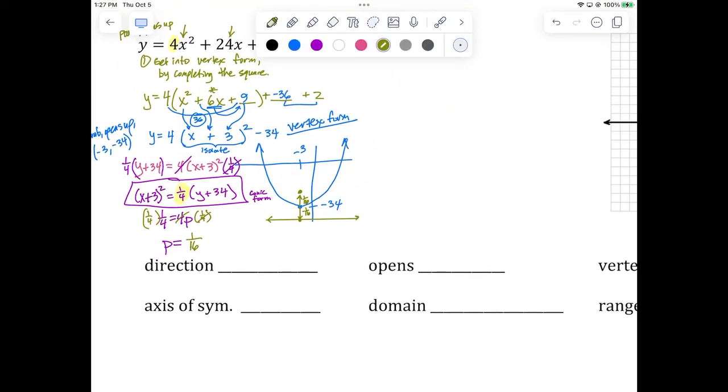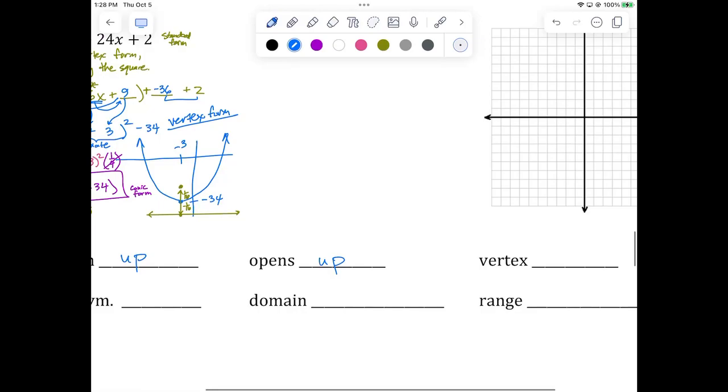I don't understand the first two, how they're different. So on the top row, it says direction. What is direction? Up, right? And the next one, opens. Up. I didn't make these notes, I'm just using them. I think those are asking the same thing. Okay? So we'll just put up, up. It's a double up. Vertex. We know the vertex, right? It's still at -3, -34.